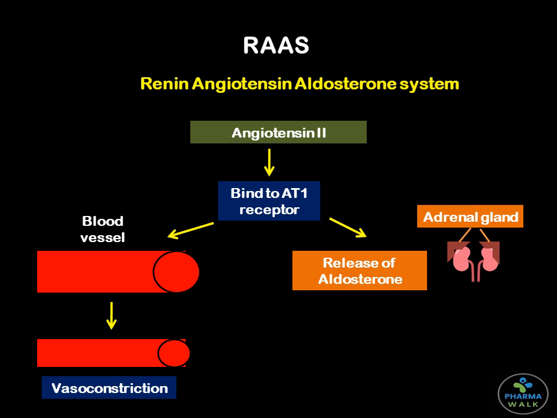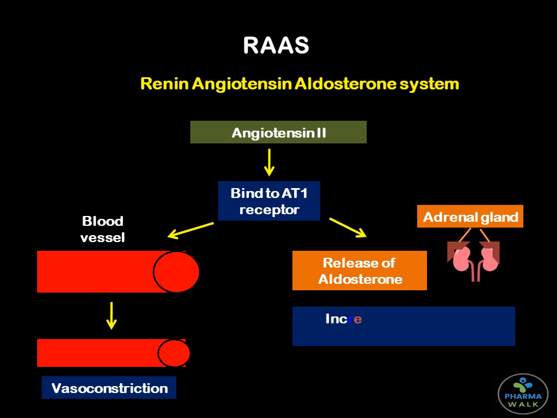Second, when angiotensin 2 binds with the AT1 receptor in the adrenal cortex of the adrenal gland, the adrenal gland releases aldosterone. It's a hormone. Now what will aldosterone do? Aldosterone increases sodium and water retention. We know that the main function of the kidney is filtration, right? During that filtration, the required materials like sodium and water get reabsorbed into the blood. So aldosterone is responsible for sodium and water reabsorption into the blood.